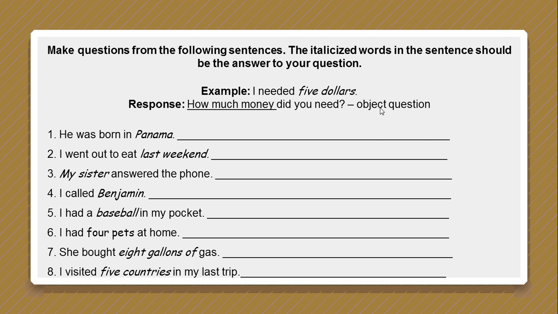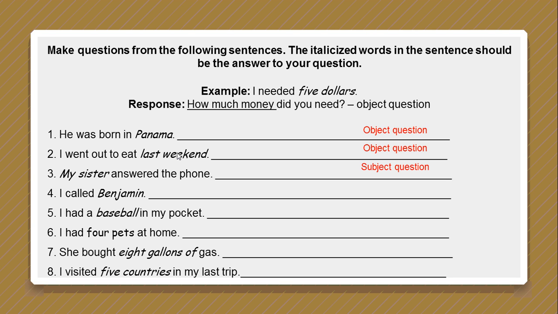So, where was he born? Where was he born? Because we have the verb to be, we do not need an auxiliary verb. Where was he born? Okay. I went out to eat last week. This is an object question.